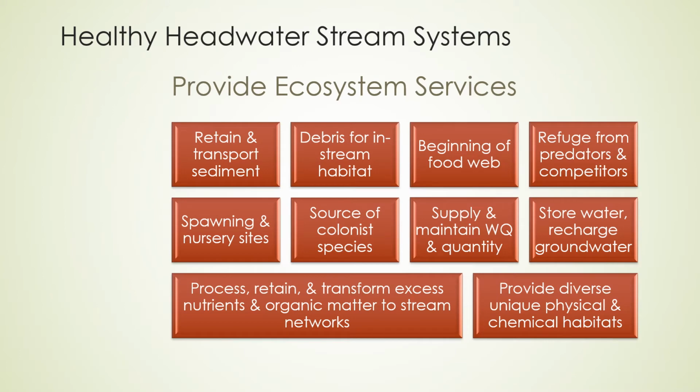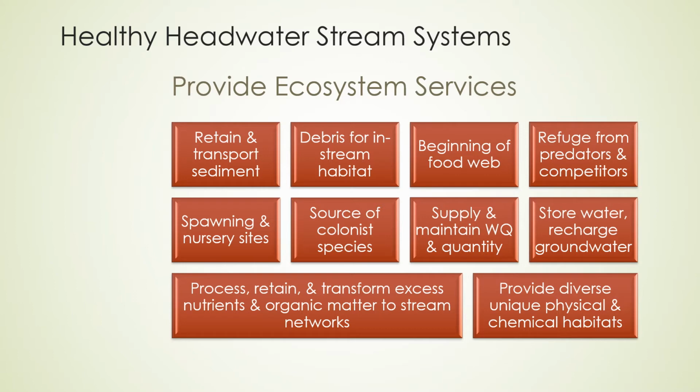Healthy headwater streams also provide a lot of ecosystem functions. They process, retain, and transform excess nutrients and organic matter to stream networks. They retain and transport sediment that controls stream channel morphology. They provide debris for the structure of in-stream habitat. They're the beginning of the food web in stream and some terrestrial ecosystems.